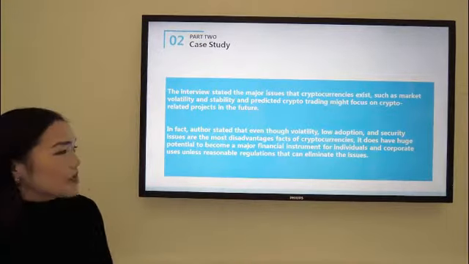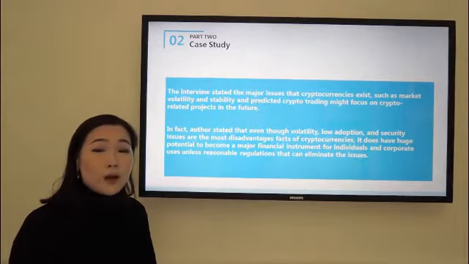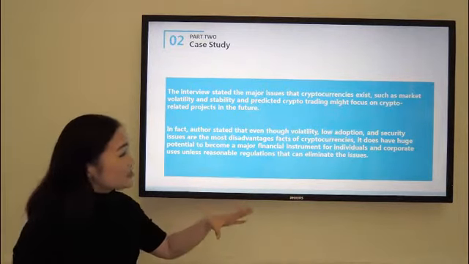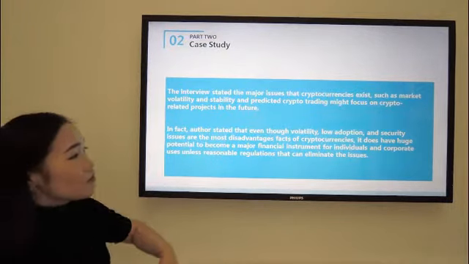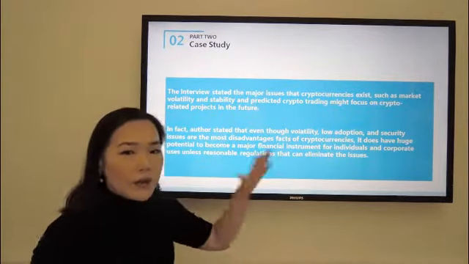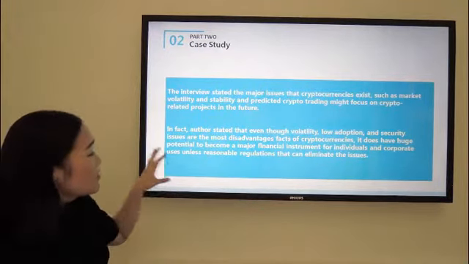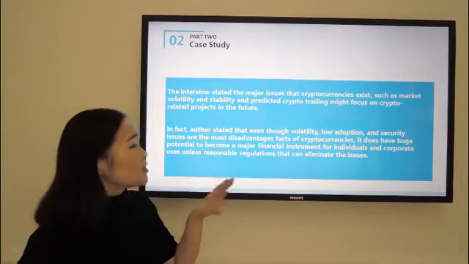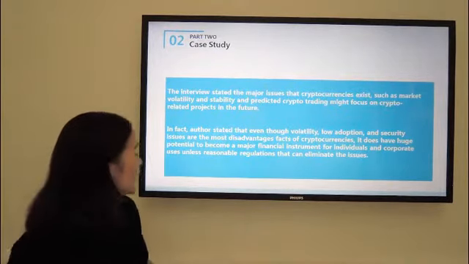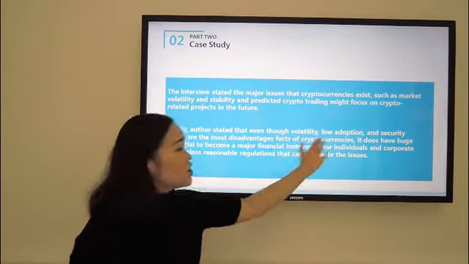And he did two interviews, with two people from the IT industry and the financial industry. The author says that even though a lot of issues happen with cryptocurrency and Bitcoin, it has huge potential to become a financial instrument for individuals and corporations, unless reasonable regulation can eliminate those certain issues.